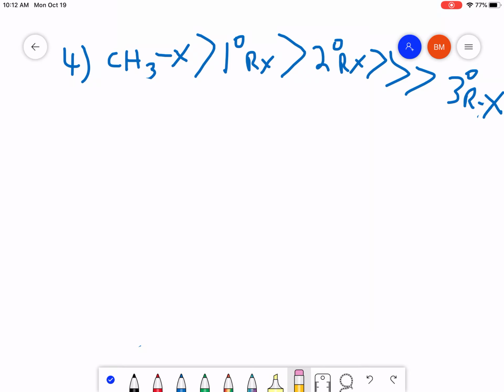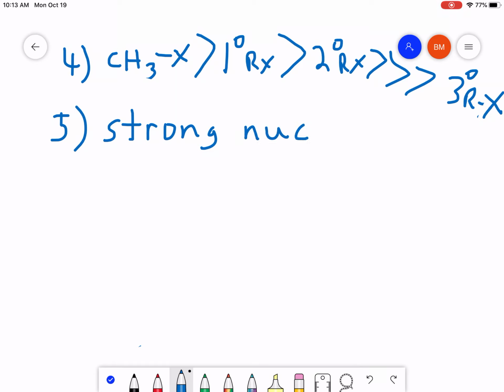The second thing to consider here is going to be your nucleophile. SN2 reactions work best with strong nucleophiles. It's not impossible to use a weak one, but it's very rare. And again, this makes sense. Why do you need a strong nucleophile?